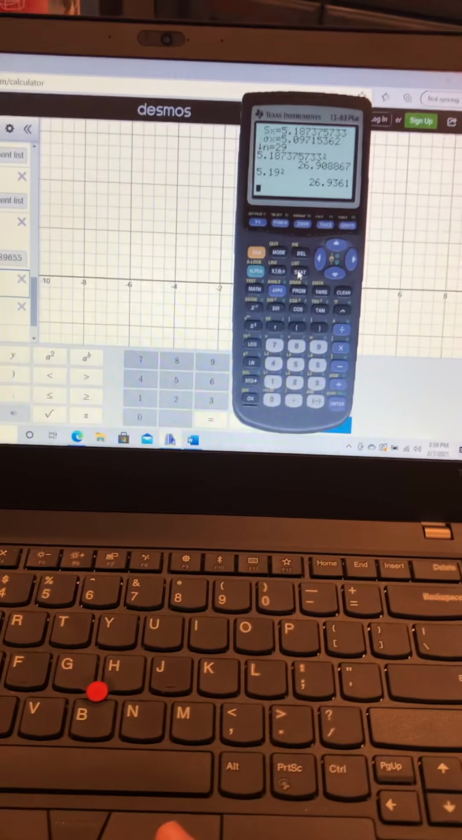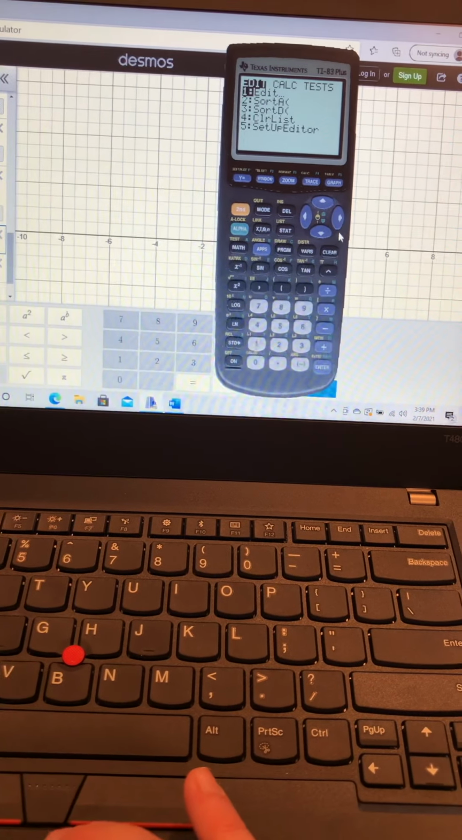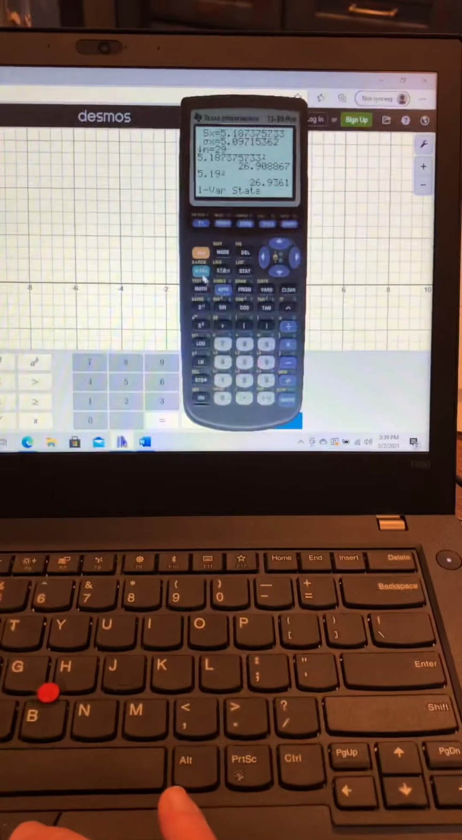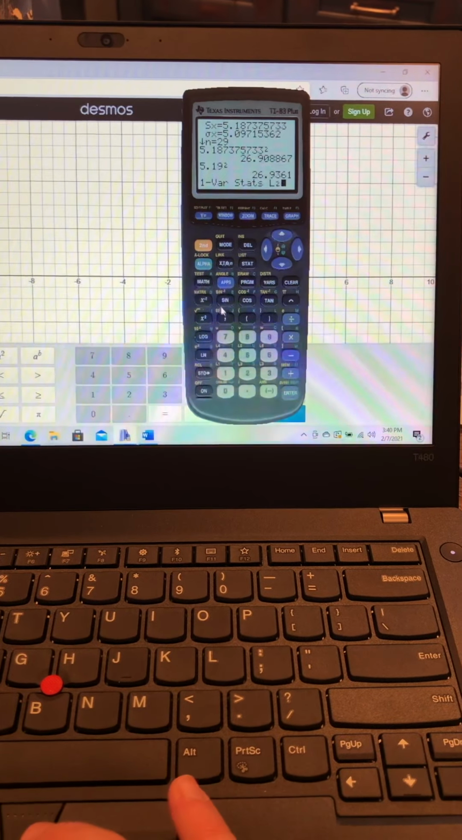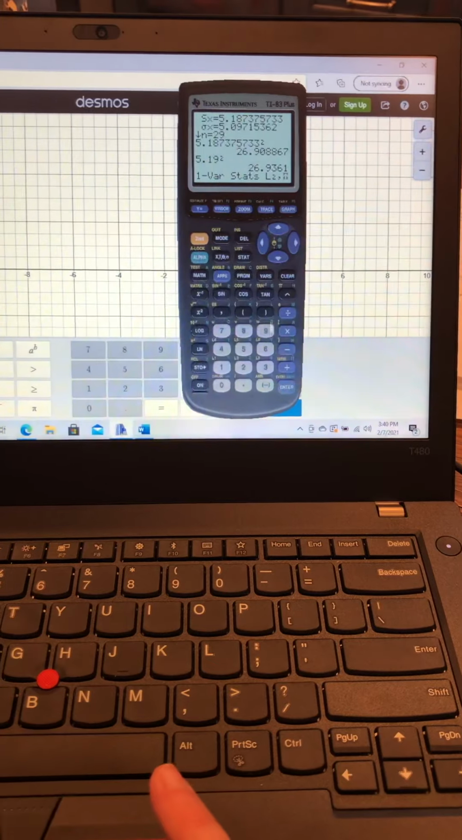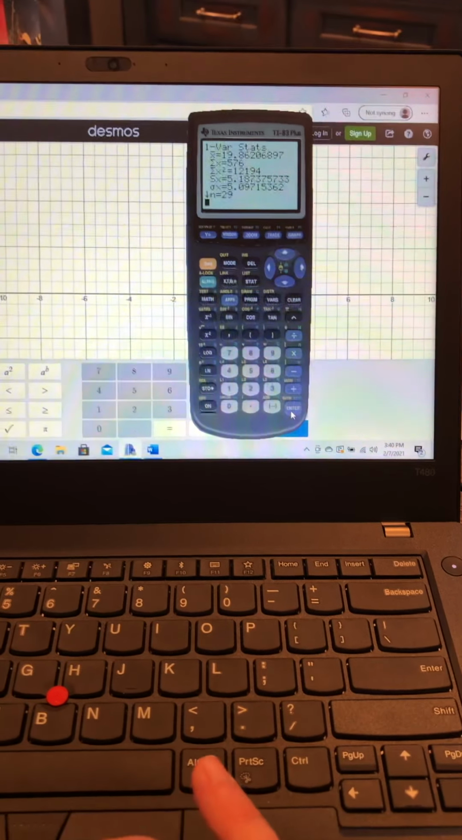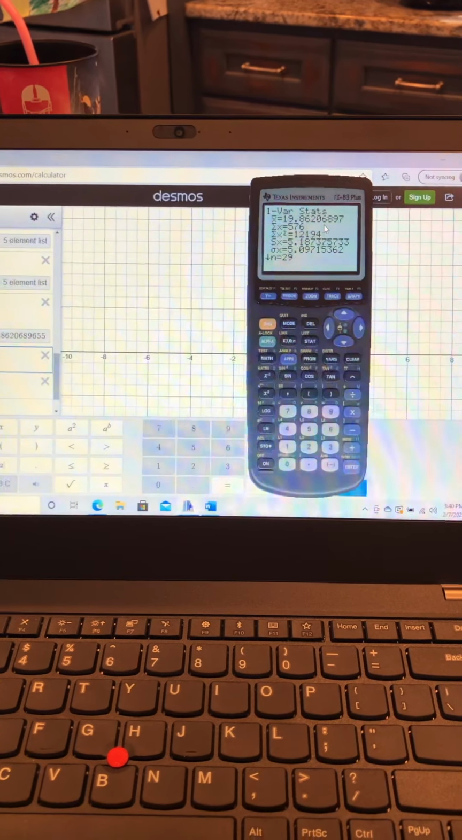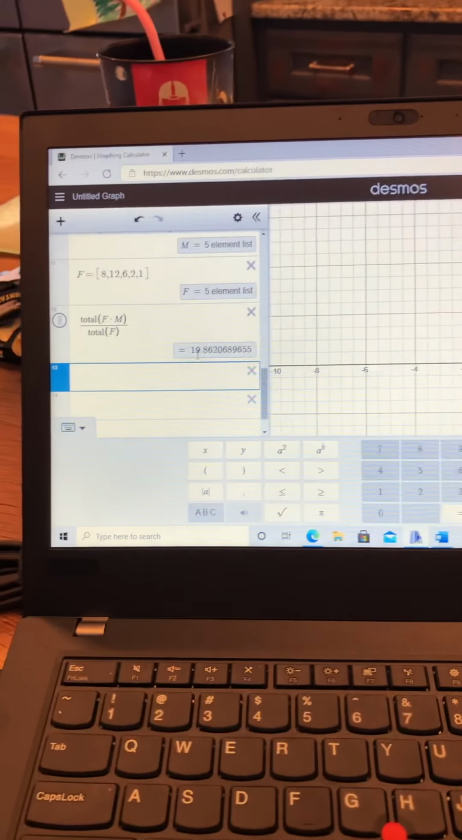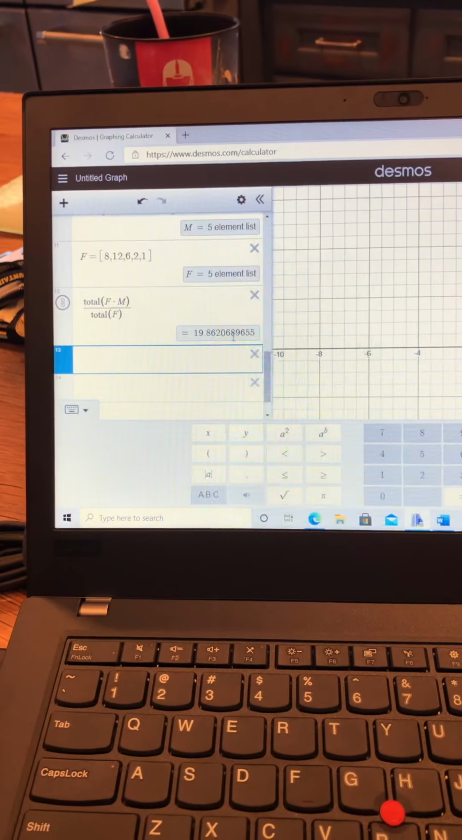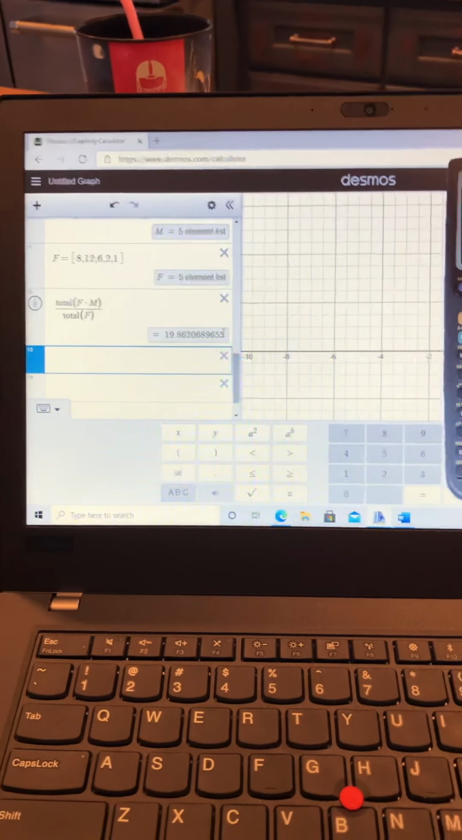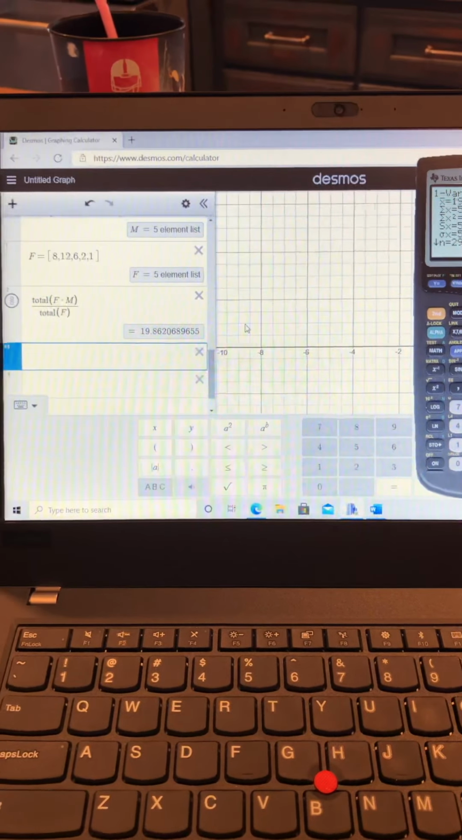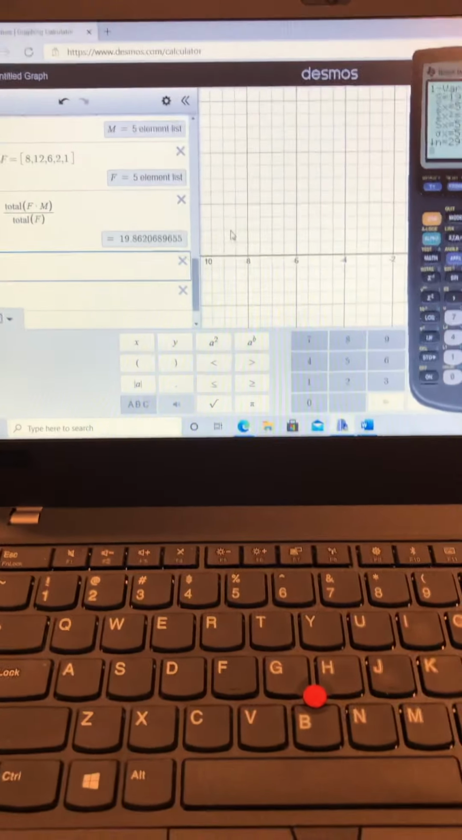If I go, well, I've already taken it away. Let me go back here. Stat calc L2, comma L3. So 19.86206897, and that's the same thing. This gives me 19.86206897, this one gives me a couple extra decimals, so it gives me the same answer. So you can do it on Desmos, you just have to use the formula.